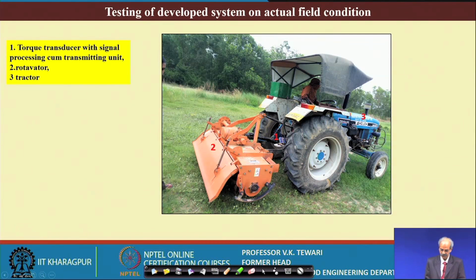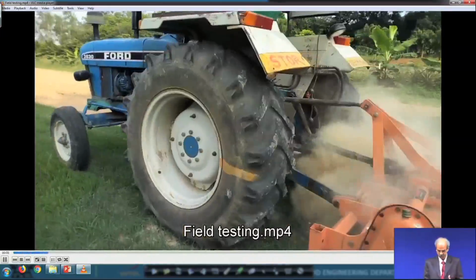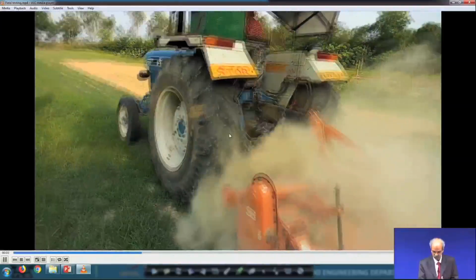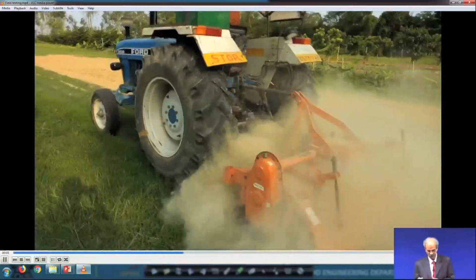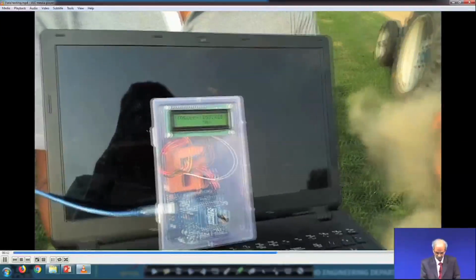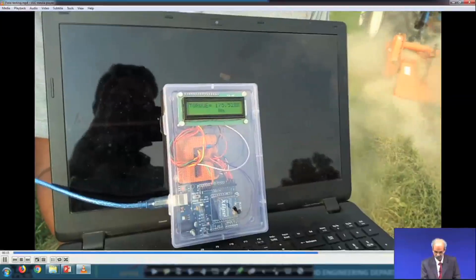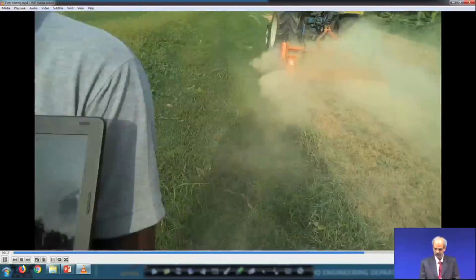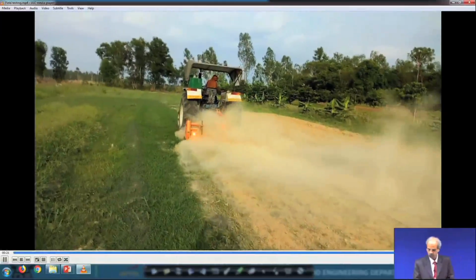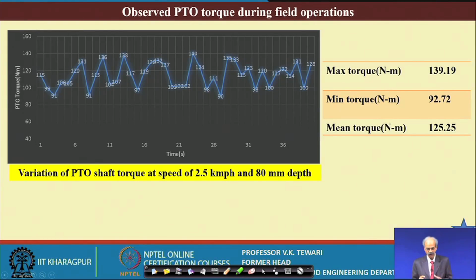In the field, this is a developed system in actual field condition. This is how it works in the field condition. You will see the operation of the field testing of this unit. You can see how this unit is in operating condition, and we are in a position to measure at a distance. You can see here how the torque is varying as the implement is being tested in the field. Observe PTO torque during field.